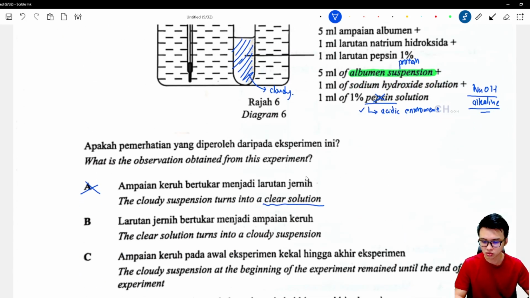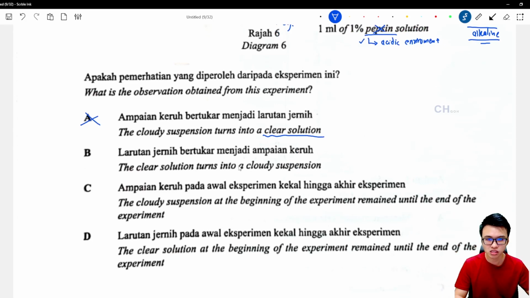So how about the clear solution turns into a cloudy suspension? This one is definitely wrong. The cloudy suspension at the beginning of the experiment remains until the end of the experiment. Yeah, this one is correct. So C is the correct one because there's nothing to change. The enzyme is not working, so nothing will change.